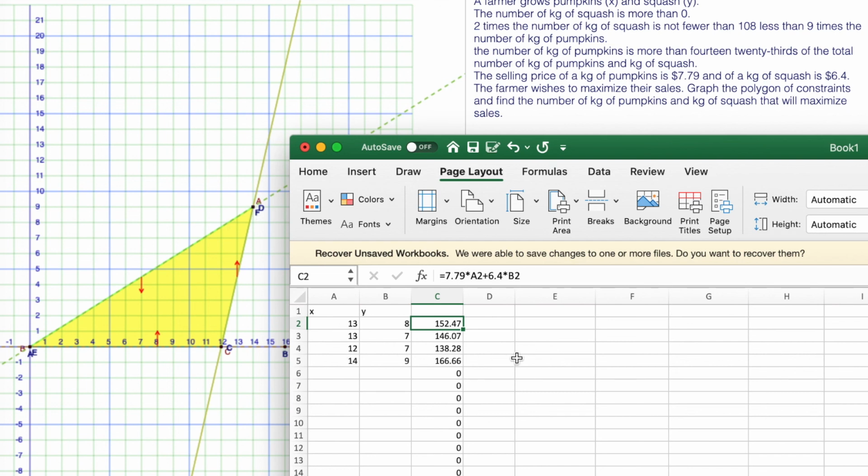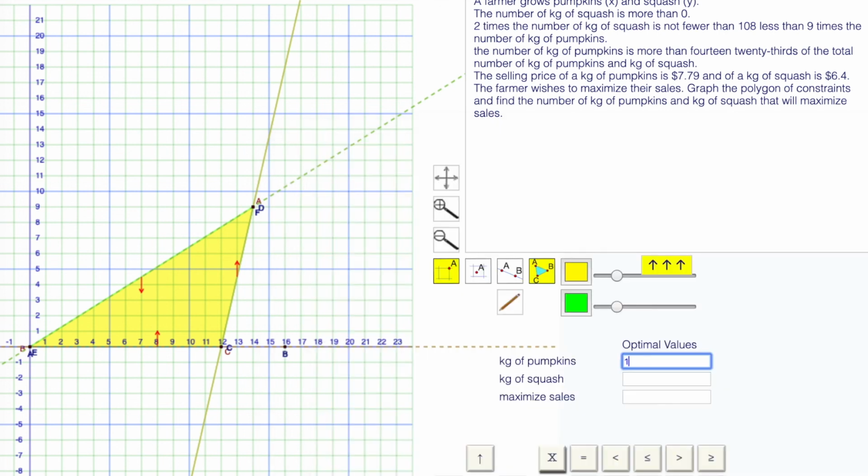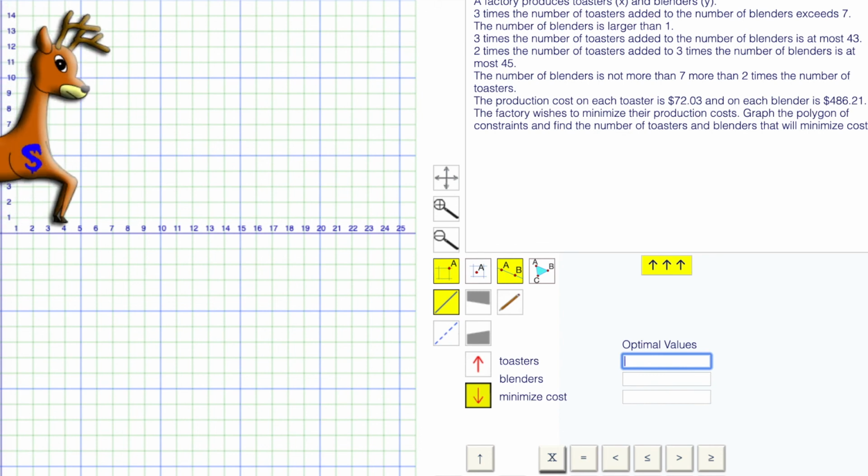13 and 8, and it's $152.47 is the maximum value. 13 kilograms of pumpkins and 8 kilograms of squash. The sales of that is $152.47, and we press return to see if we're right. And that's it for level 6. Have a good day.